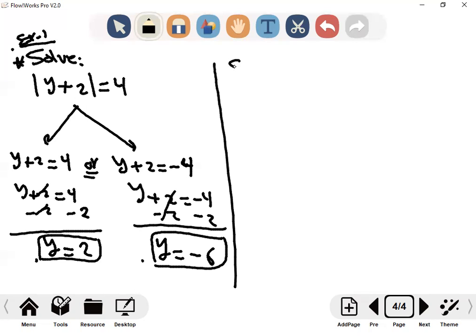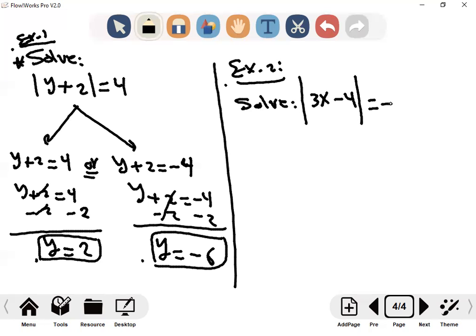Example 2. Solve the absolute value of 3x minus 4 equals negative 1. Here we say no solutions. Why? Because the absolute value cannot be negative. It can be 1. It cannot be negative 1.